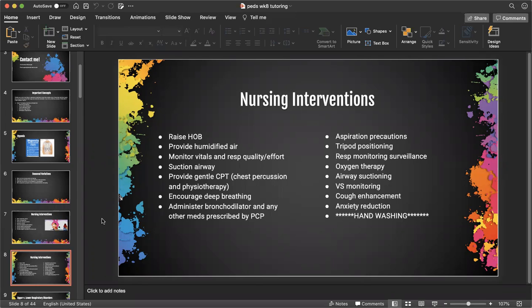You can provide chest percussion and physiotherapy, encourage deep breathing, administer bronchodilators and any other meds prescribed by the PCP. You want to initiate aspiration precautions for certain patients, tripod positioning, respiratory monitoring and surveillance, like we said earlier, oxygen therapy, airway suctioning, vital sign monitoring again, cough enhancement, anxiety reduction, because remember, anxiety is contagious, and hand washing is a big thing as well.